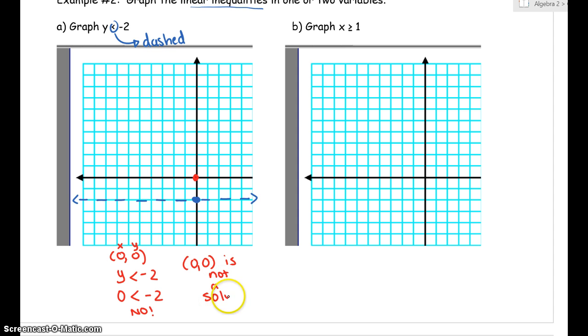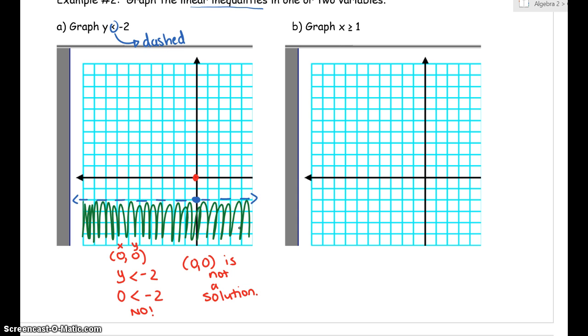Now, if 0, 0 is not a solution, that means that everything on that side is not a solution. So what I do is I jump ships, I go to the other side of the line, and I say, okay, well then the other side has to be all the solutions, okay?